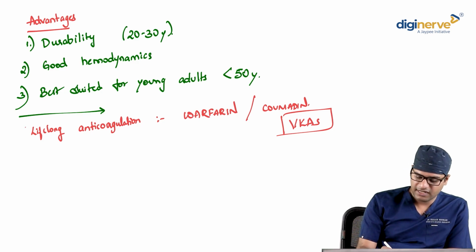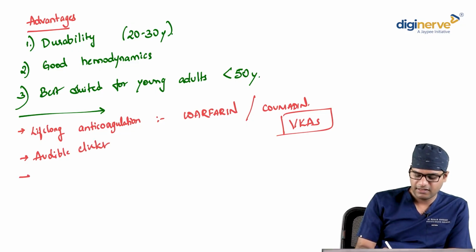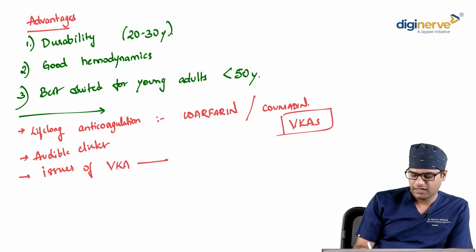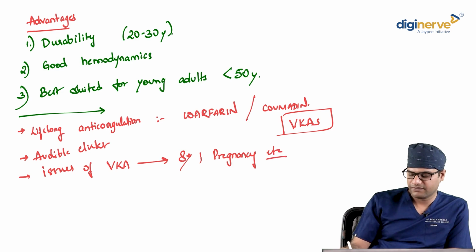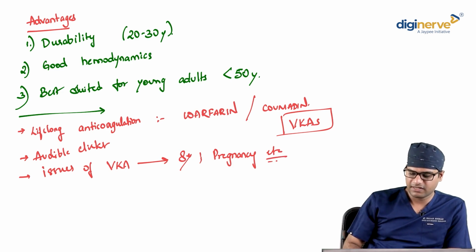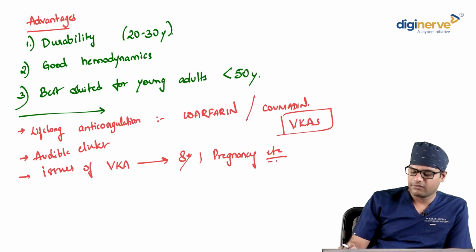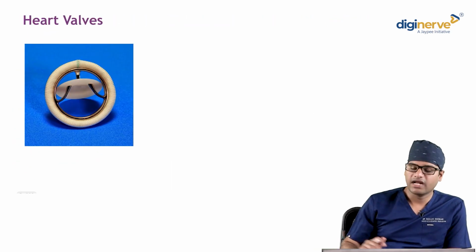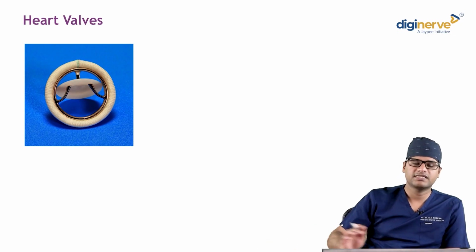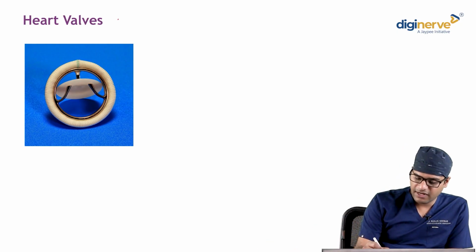So the third thing is audible clicks. The patient will definitely hear audible clicks with each heartbeat. Issues of VKAs may affect any surgical procedure, pregnancy, etc. These are certain disadvantages when it comes to our mechanical heart valves. Coming to the major two types of mechanical heart valves, what we discuss is the single leaflet valve and the double leaflet valve.